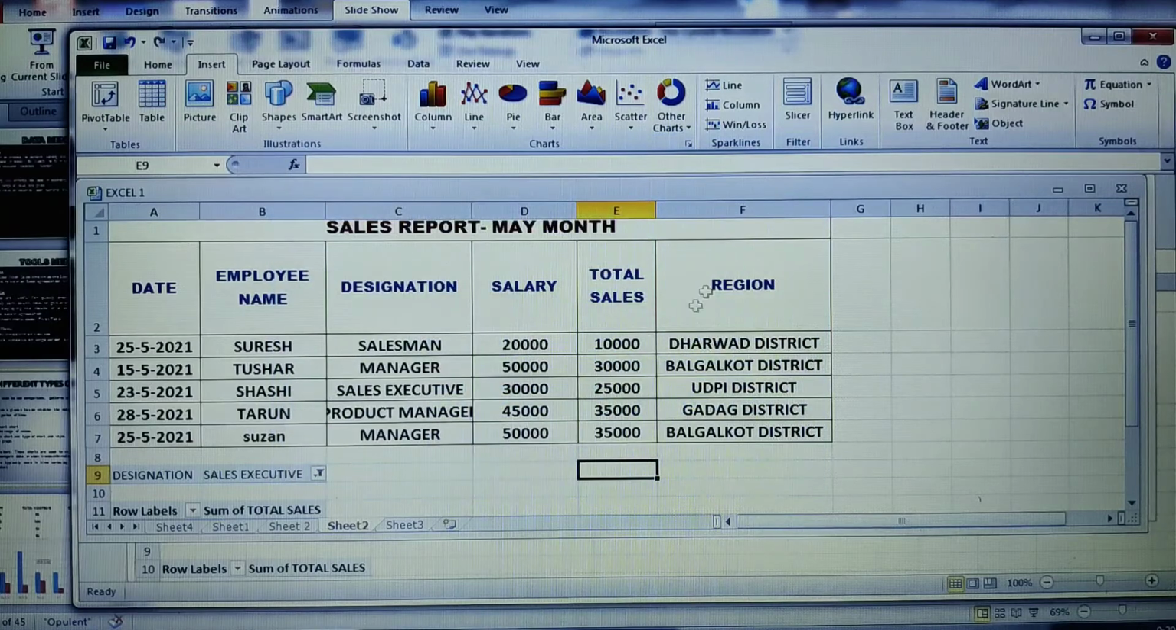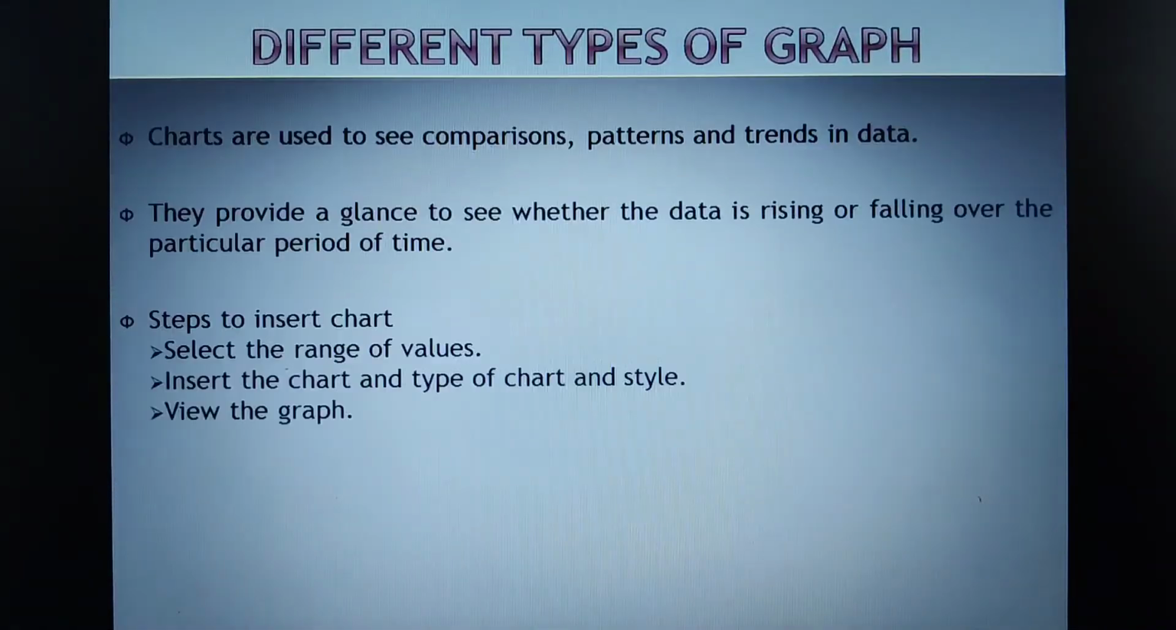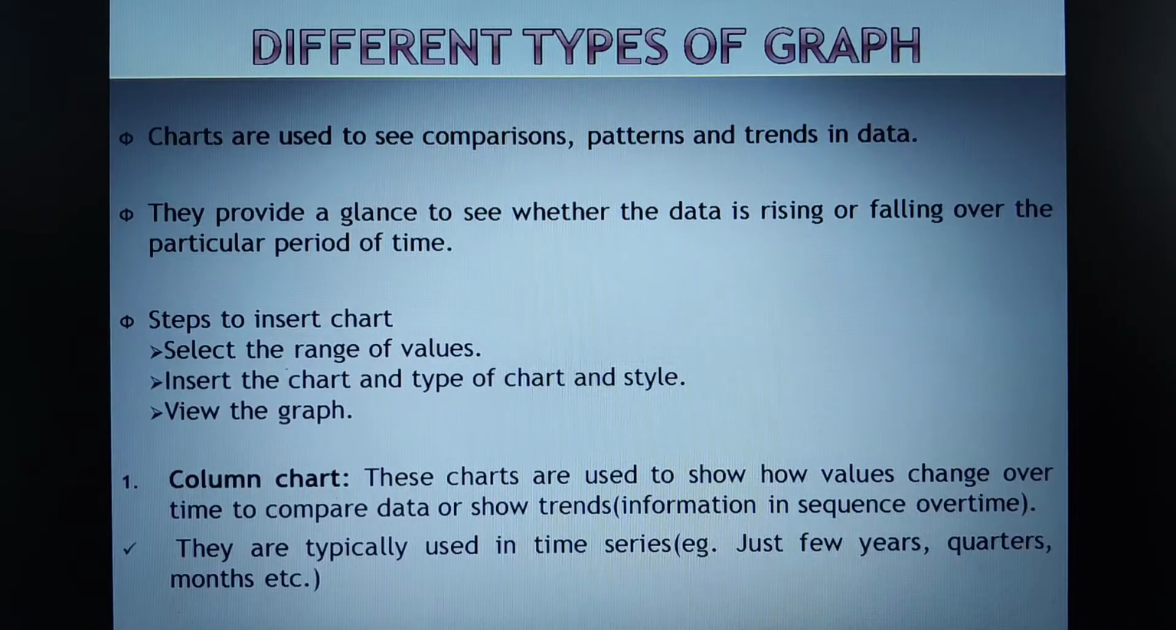So let us have a quick glance at the different types of charts we are going to discuss here. The first chart we are going to discuss is the columnar chart. We shall see what the layout of the columnar chart is and when it is to be used. These are to be used when we have to compare values over a time period.